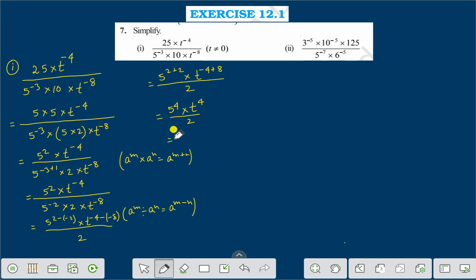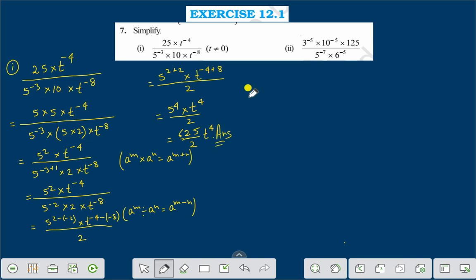Therefore, we are getting 5 to the power 4, that is 5 into 5 is 25, and 5 into 5 is 25, 25 into 25 is 625. So 625 divided by 2 into t to the power 4. And that is the answer of question number 1.